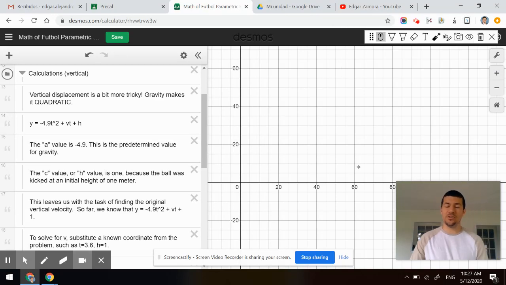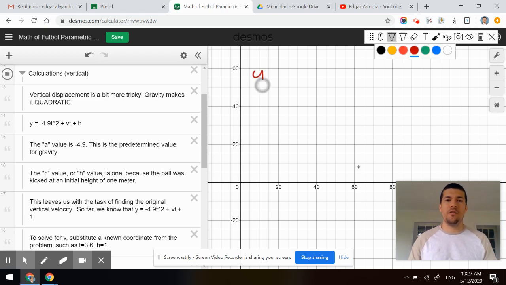The next item is we need to now think about the ball traveling vertically. So this ball not only moved from one end of the field to the other on the ground, it actually flew in the air. So we need to now figure out the vertical part of this parametric equation.